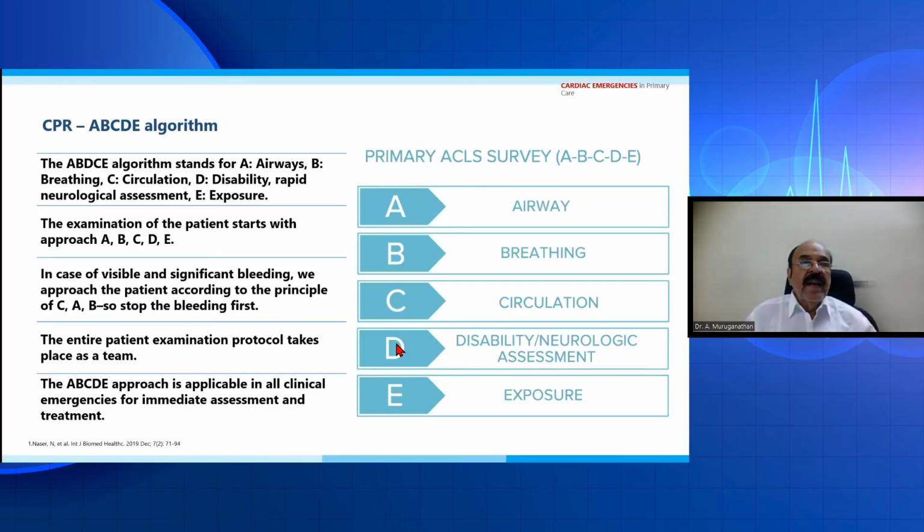The ABCDE algorithm stands for: A is airway, B is breathing, C is circulation, D is disability, rapid neurological assessment, E is exposure. The examination of the patient starts with the approach ABCDE. In case of visible and significant bleeding, we approach the patient according to the principle of CAB. So you should stop the bleeding first: circulation, then airway, then breathing.